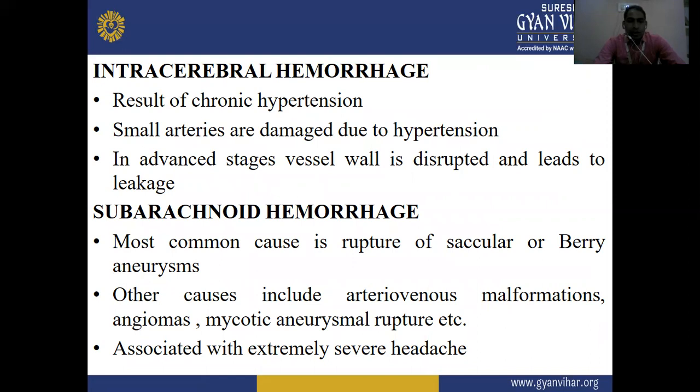In subarachnoid hemorrhage, the most common cause is rupture of a saccular or berry aneurysm. Other causes include arteriovenous malformation, angiomas, mycotic aneurysmal rupture, etc., and it is associated with an extremely severe headache.